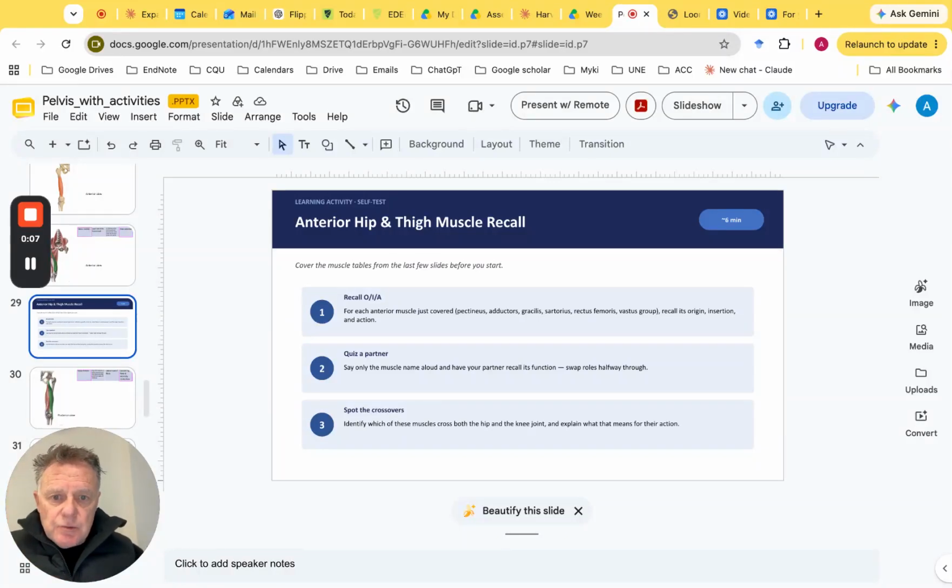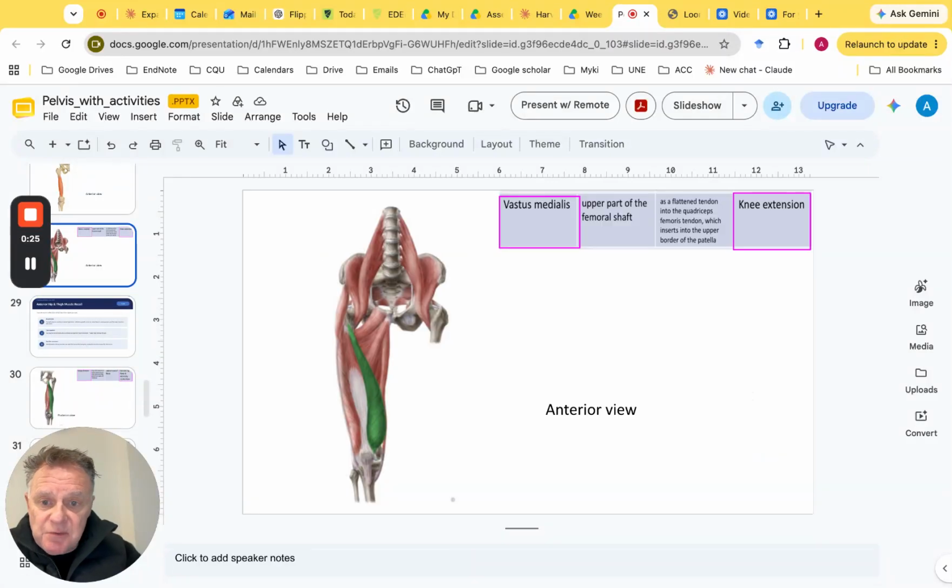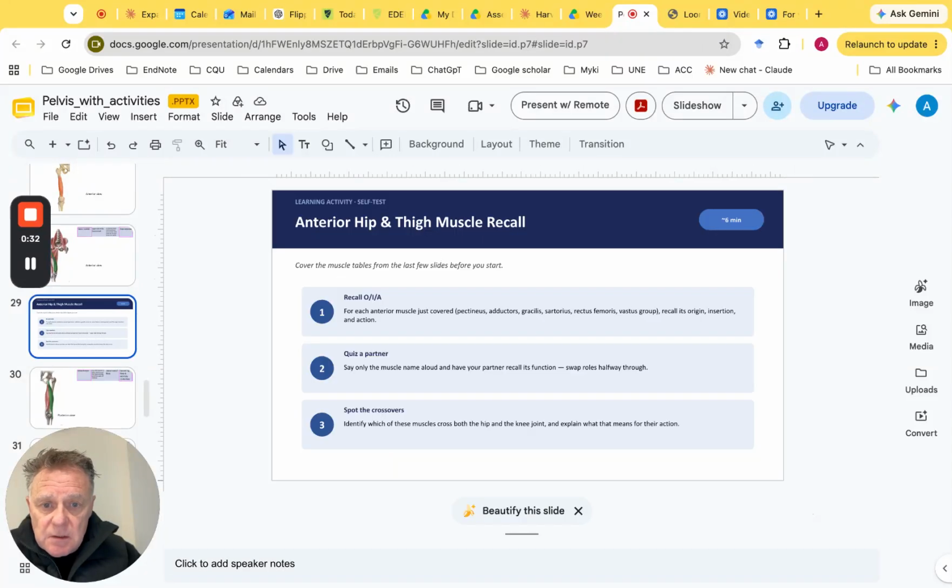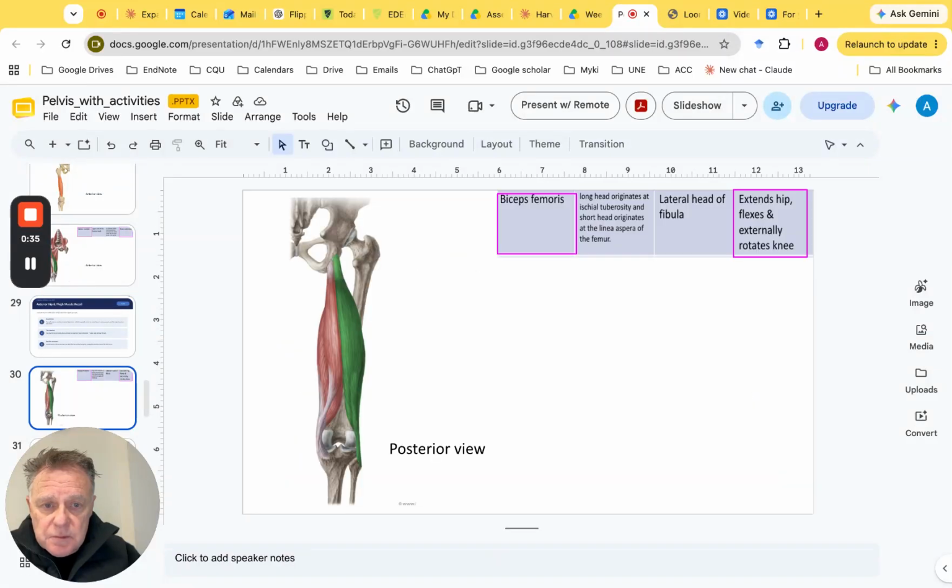Hey guys, I'm going to get you to actually work your way through the muscles, the actions of different muscles from the lower limb, which is a continuation of what we were looking at the other day in class. We finished off looking at vastus medialis, so we looked at the quadriceps group, and now we move on to the other muscles of the thigh.